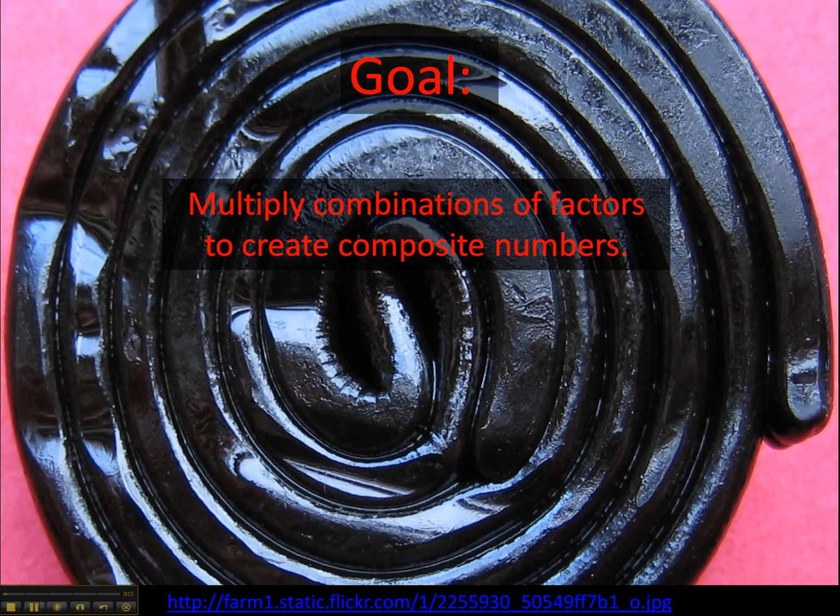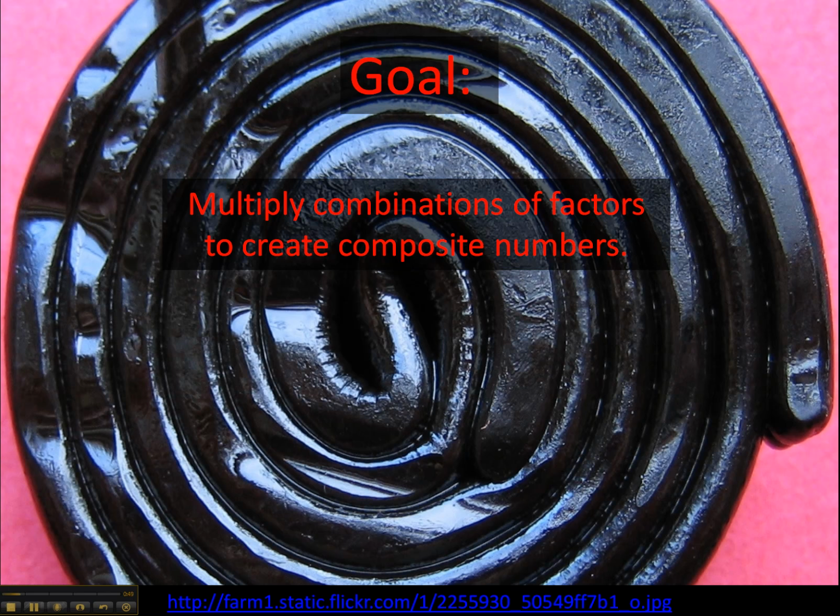Our goal today is to multiply combinations of factors to create composite numbers. Now again, here's a lesson where we need to understand certain words before we go into it. A factor is a number that we can divide another number by. So for instance, if we take the number 8, we can divide or factor the number 8 by 2, because 2 times 4 will equal 8. We can also factor or divide it by 4, because vice versa, 4 times 2 equals 8.